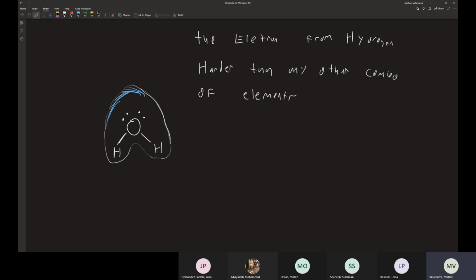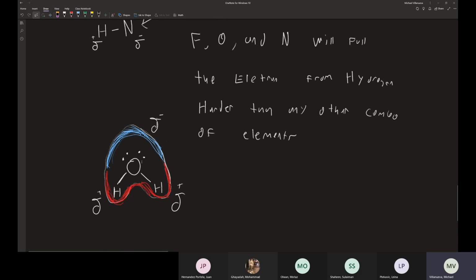So we're going to have a very strong negative region right here. As a result, we are going to have a very strong positive region right here. So let's put a partial positive and partial negative right there. So here is an example of water with its OH bond, which is causing a dipole.